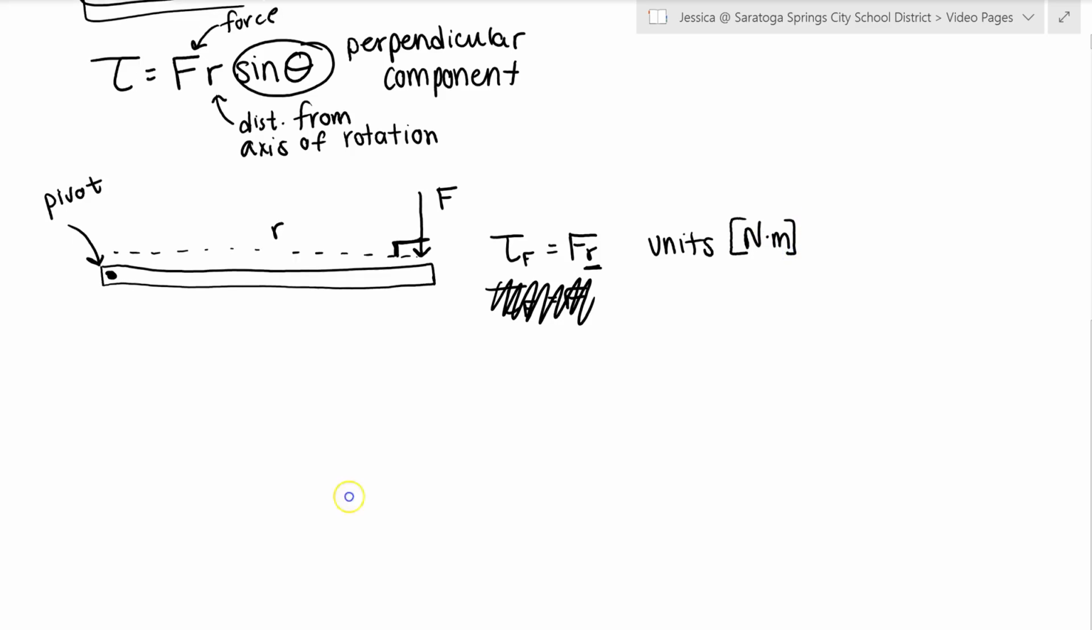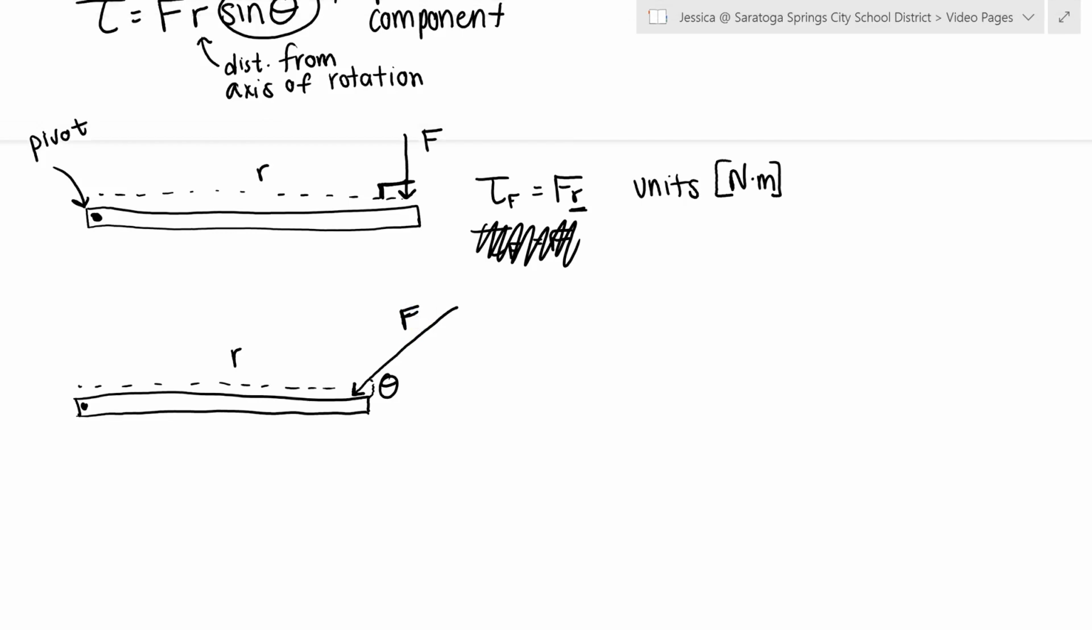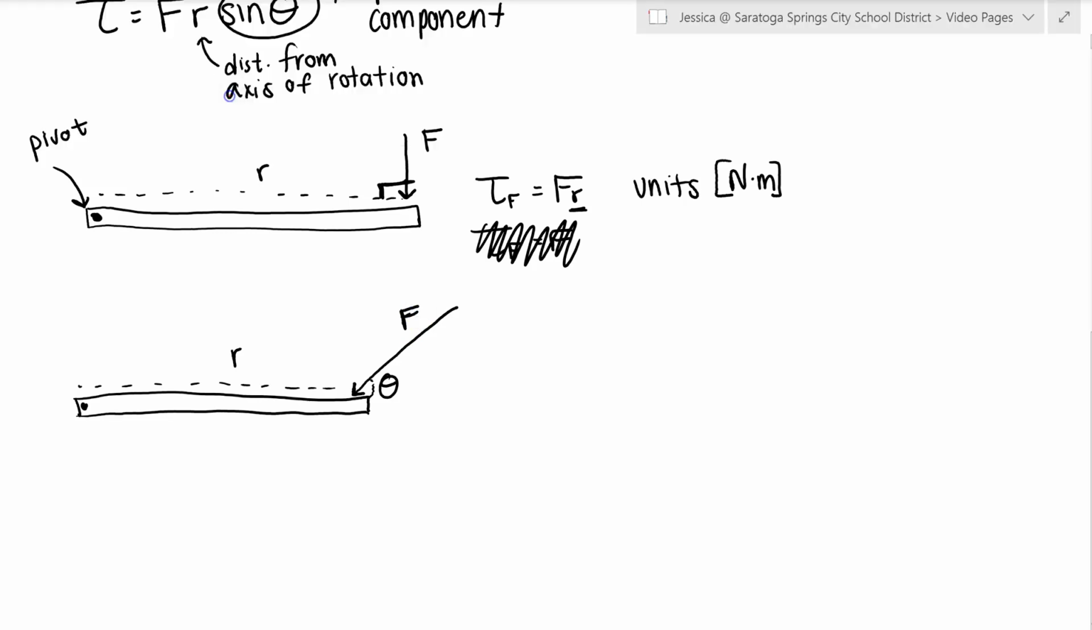Another example that we might have is the same kind of door, but with a force applied at an angle theta, again at a distance r. For this force applied at that distance, the only part of the force that's going to actually produce a torque is the perpendicular component, which I'm drawing here in red.